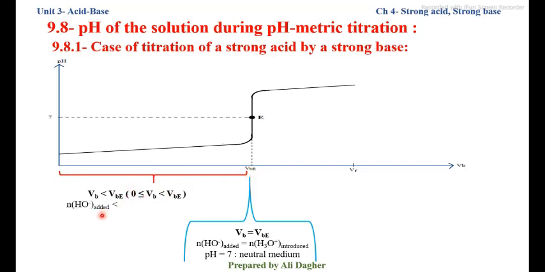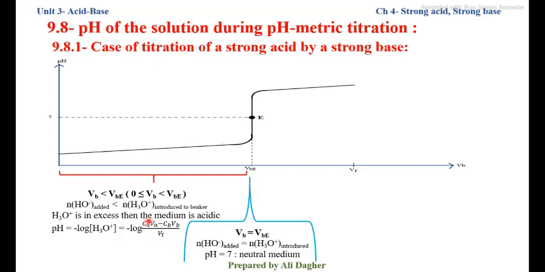In this case, the number of moles of HO minus added is less than the number of moles of H3O plus introduced, and therefore H3O plus is in excess, and the medium is acidic. Then the pH equals minus log of the concentration of H3O plus. The concentration of H3O plus equals the number of moles of H3O plus left over, divided by the total volume.